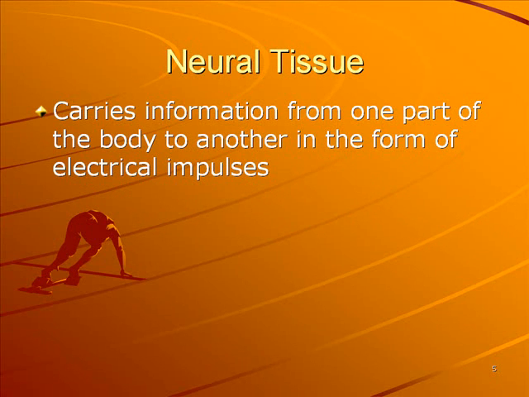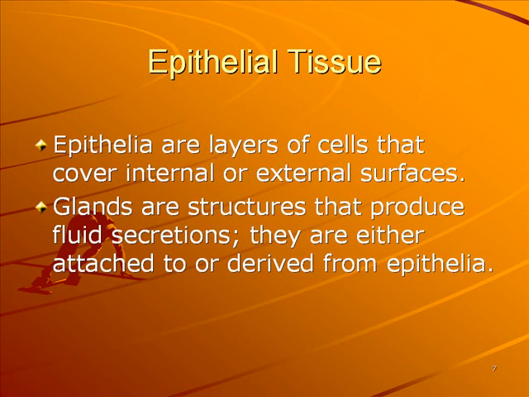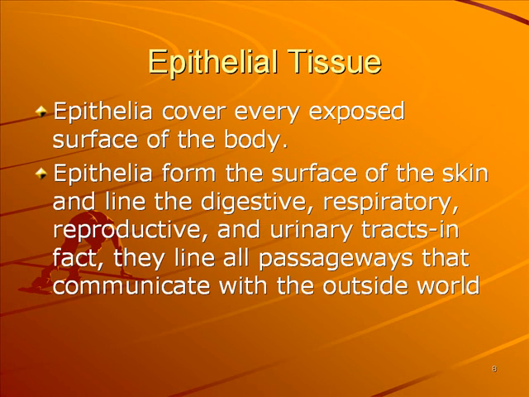And then another tissue, neural tissue, carries information from one part of the body to another in the form of electrical impulses. There is epithelial tissue. It includes the surfaces of our skin, a relatively familiar feature, and we'll go into a lot more detail about that in the coming lecture. Epithelial tissue includes epithelium and glands. Epithelia are layers of cells that cover the internal and external surfaces. Glands are structures that produce fluid secretions. We'll go into a lot more detail about that in the endocrine system. We will talk somewhat about glands. There are also glands involved in the integumentary system that we'll talk about as well.